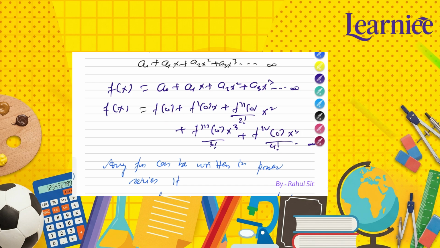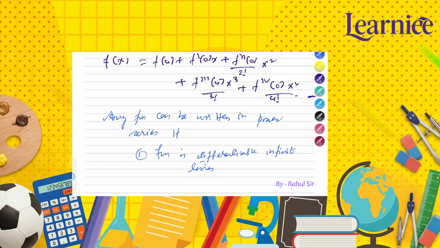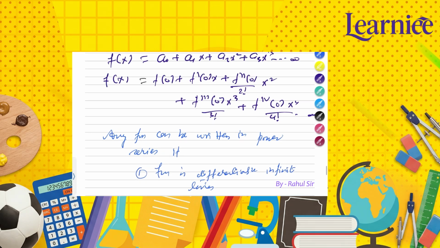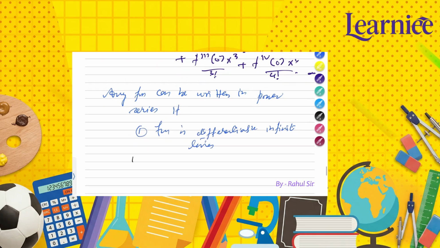The first term is a constant, for the second term we differentiate one time, and for the coefficient of the third term we differentiate two times. So to get the coefficient of the infinite term, we have to differentiate infinite times. Then only can we write the function as a power series. So the first condition is that the function should be differentiable infinite times, because to get the coefficients of the power series we have to differentiate infinite times. And the second thing is that the function is convergent.